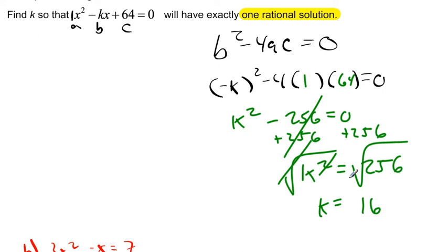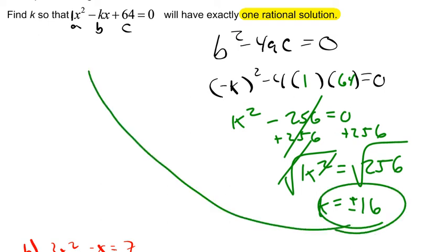Since we were the ones who introduced the square root, meaning we wrote the square root in there, we have to put plus or minus. So this actually has 2 answers for k. If k is 16, or if k is negative 16, we will have exactly one rational solution. You could verify that by plugging this into the quadratic formula. Or, since it's one rational solution, you could use the factoring method, which would be a lot faster.